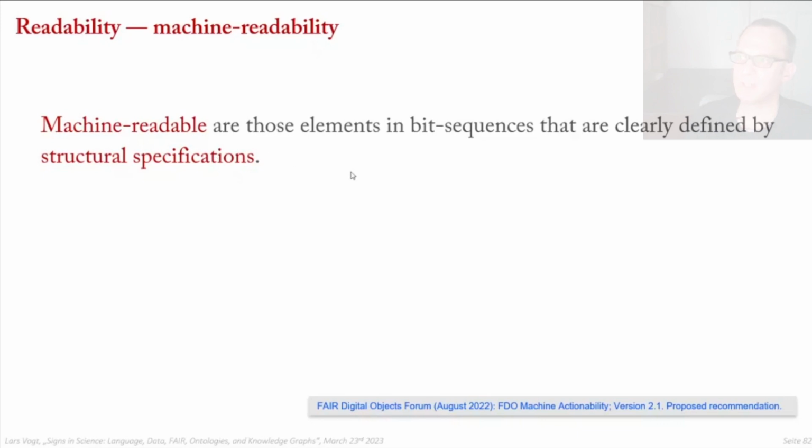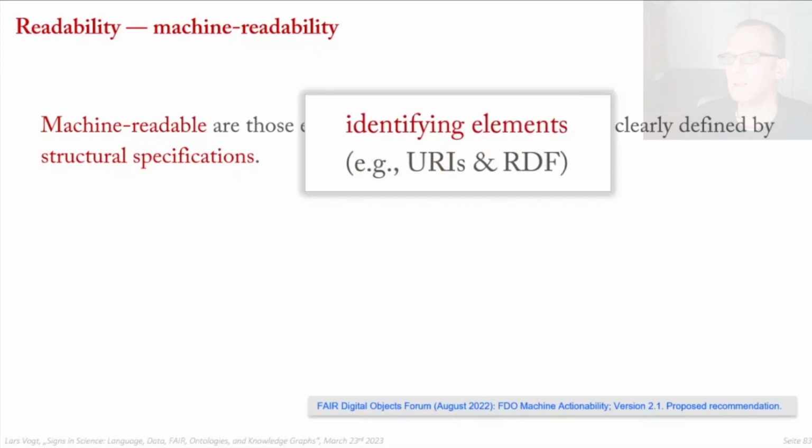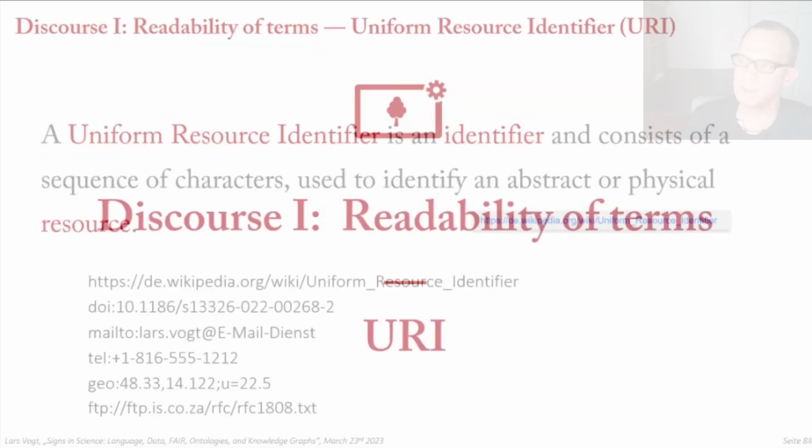Machine readable are those elements in bit sequences that are clearly defined by structural specifications. So what does that mean actually? Well, in the context of knowledge graphs and ontologies, it's about identifying elements. And here, URIs and RDF are important. And as I said, it's in the context of knowledge graphs and ontologies. In other contexts, there might be other concepts that are relevant for machine readability. So what is a URI?